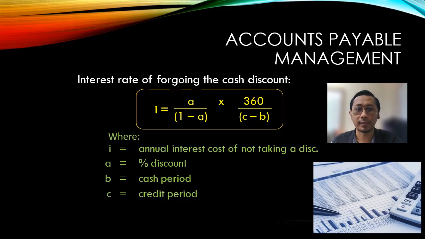The formula for calculating the interest rate associated with not taking the cash discount is as follows. I equals A over 1 minus A, times 360 divided by C minus B, where I is the annual interest cost of not taking a discount, A is the percentage of the discount, B is the cash discount period, and C is the credit period.